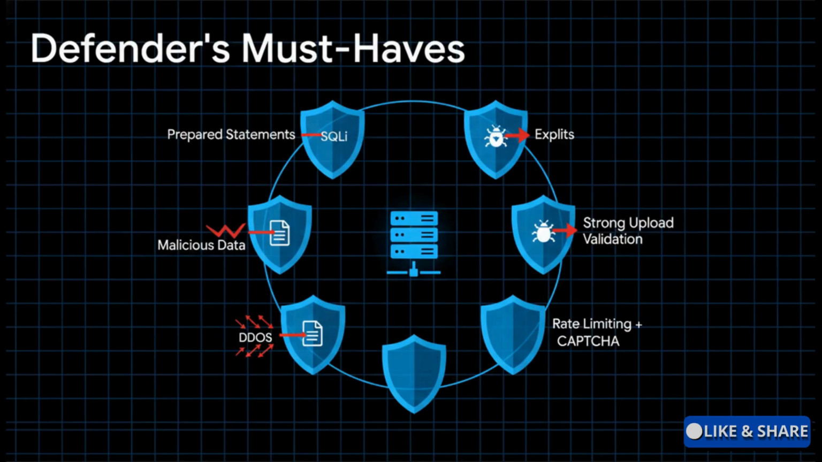That file upload vulnerability? You need strong validation on the server side, actually checking the file's contents to make sure an evil script isn't just pretending to be a JPEG. And that brute force attack? That's what rate limiting and CAPTCHAs are for, to slow those automated tools down so much they become useless. It's all about building your defenses in layers.